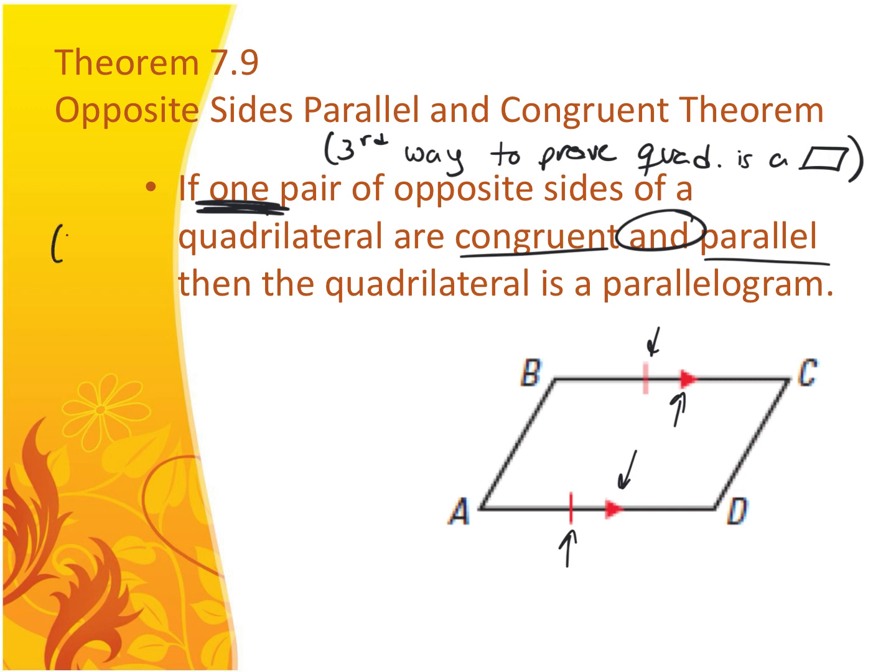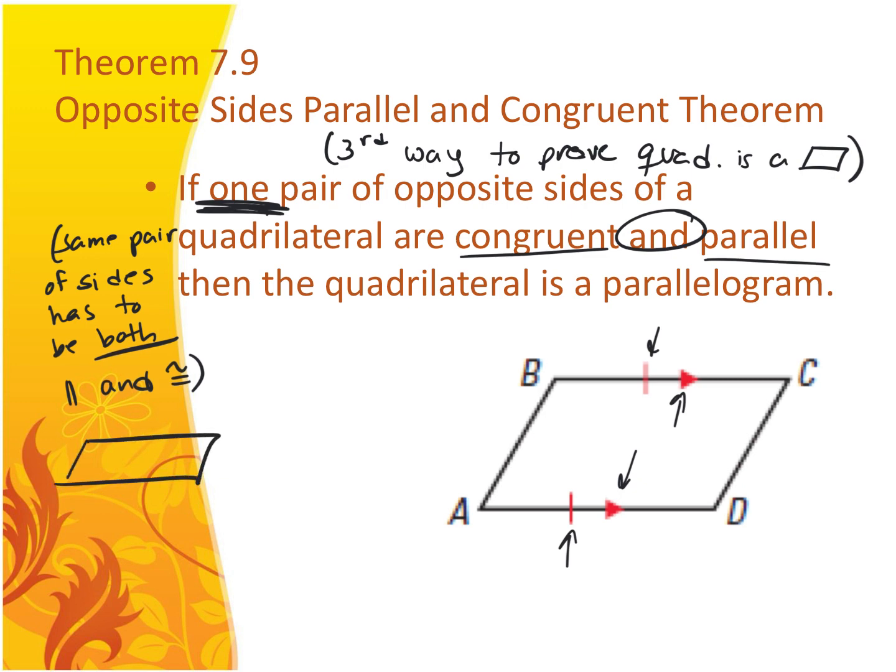So just to reiterate it, same pair, like I just said. Same pair of sides has to be both. Again, both parallel and congruent. If it's not that, it cannot be a parallelogram. So if you have for example, something like this, they tell you the top ones are parallel, the side ones are congruent, this can't be a parallelogram.